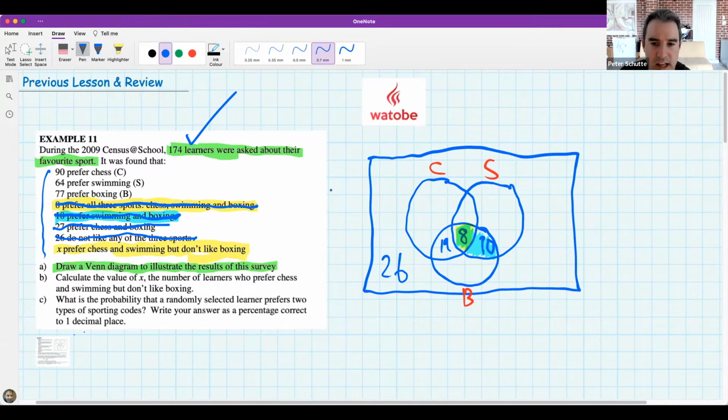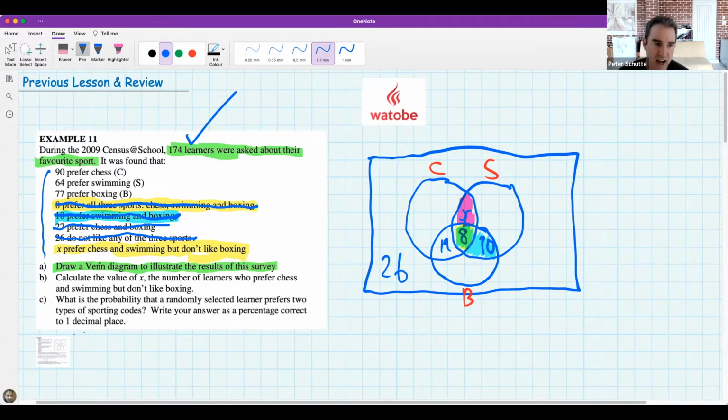So, if I'm not mistaken, I think you'll say 94 minus X in S, the circle S, and then chess and swimming. You'll say no. So would you agree chess and swimming would be this pink region here? But the problem is they said chess and swimming, but not boxing. So can you see how you have to leave out the 8? It's chess and swimming, but not boxing. So it's just going to be over here. Does that make sense? Yes, sir. Perfect. Thank you so much for your help.